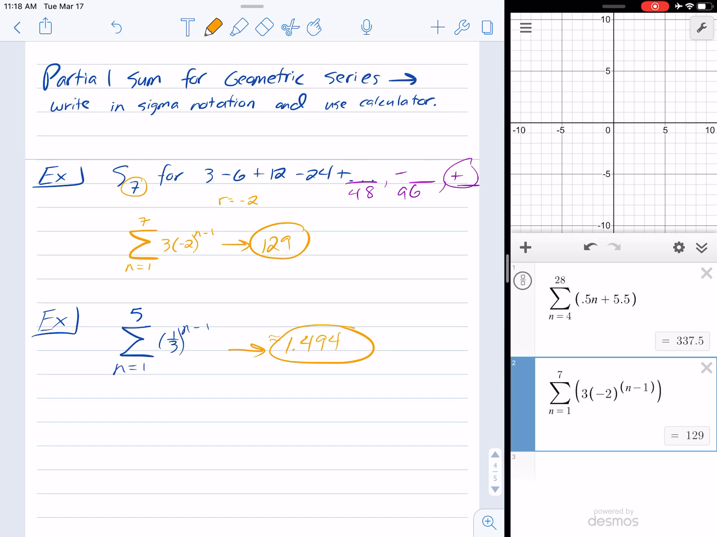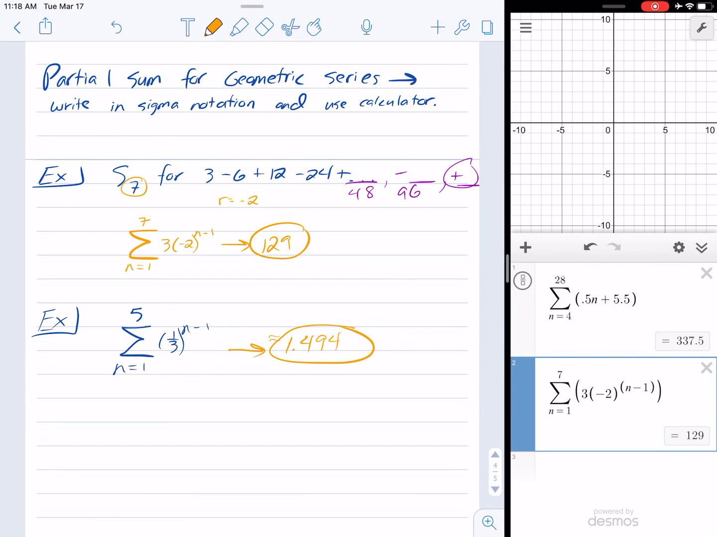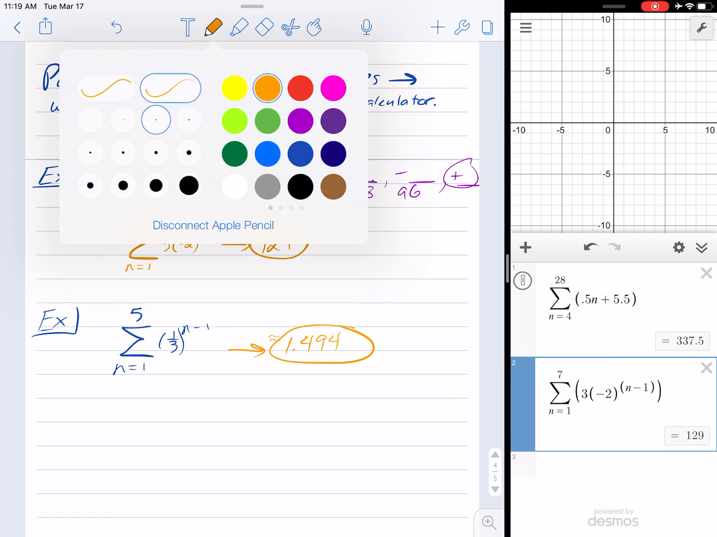Clearly my do not disturb did not work. Great. I think I need to do that on my phone too. That's right. We're all learning here.